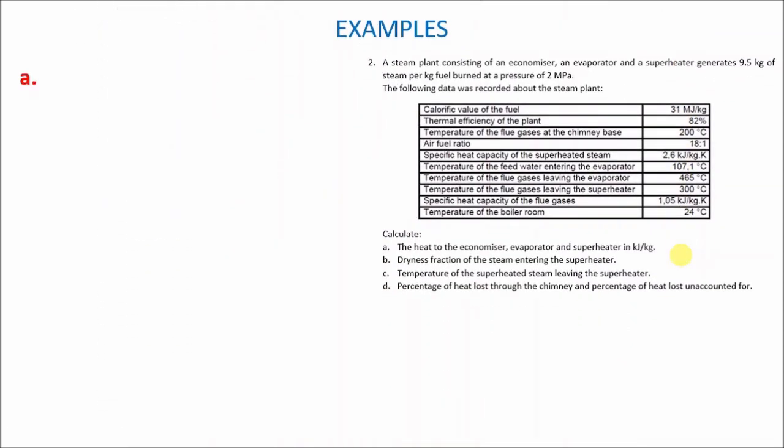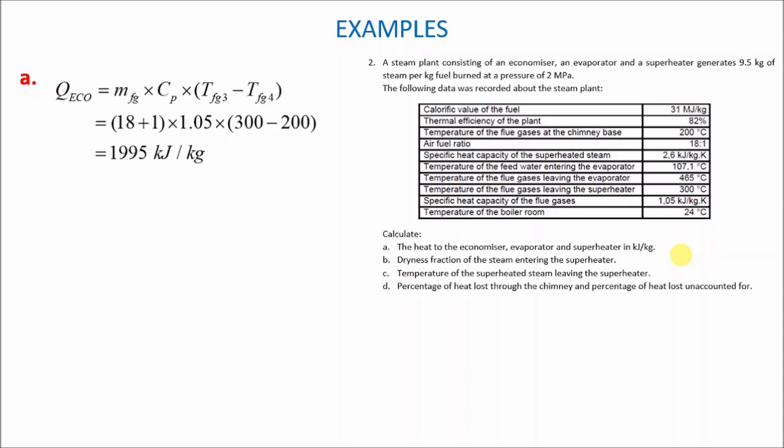So first we need to find the heat to the economizer. Now, in this particular question, what you will find is that you do not have enough information for you to use that formula of ms over mf multiplied by h2 minus h1 to find the heat to the economizer. However, you have enough information using the diagram for the flow of the flue gas.